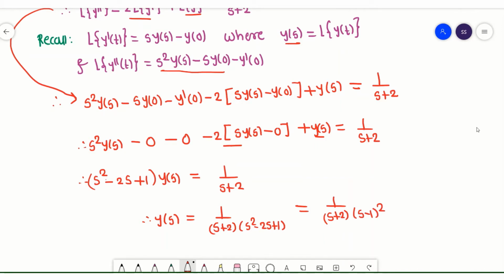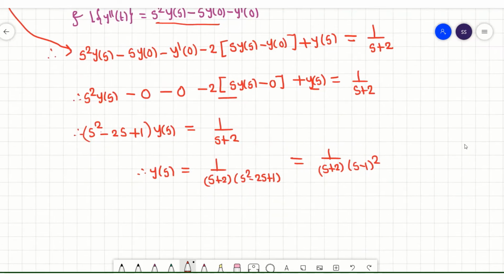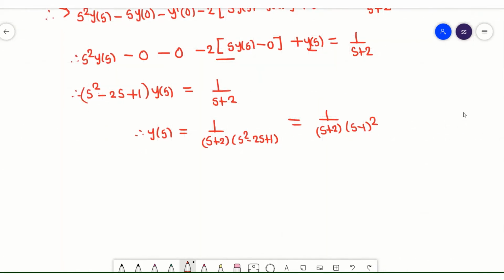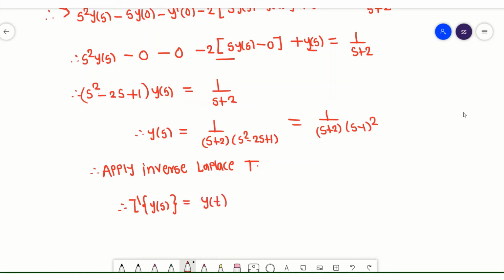Now our aim is to find y of t, that is the solution of the given differential equation, by applying inverse Laplace transform. So therefore apply inverse Laplace transform. Laplace inverse of Y of s is equal to y of t, which is equal to Laplace inverse of 1 upon s plus 2 into s minus 1 square.